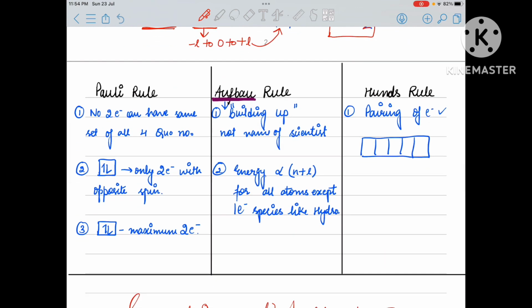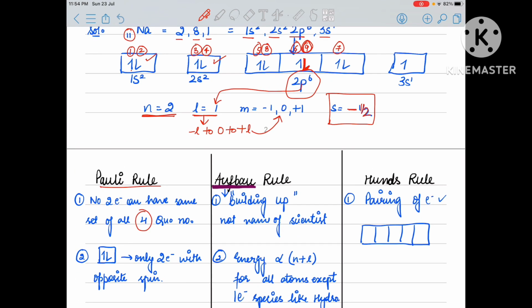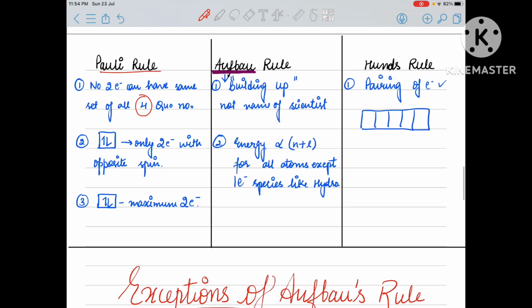Moving on to a quick revision about the rules we have. Pauli rule: no two electrons can have the same set of all 4 quantum numbers. Why? We have seen here. Even if these are the same for these 2 electrons, the value of spin will be opposite. If I am talking about these 2 electrons, one will have positive half, the other will have negative half, right? Pauli also says only 2 electrons with opposite spin can be filled in a particular orbital. And an orbital can have a maximum of 2 electrons, I've already discussed.